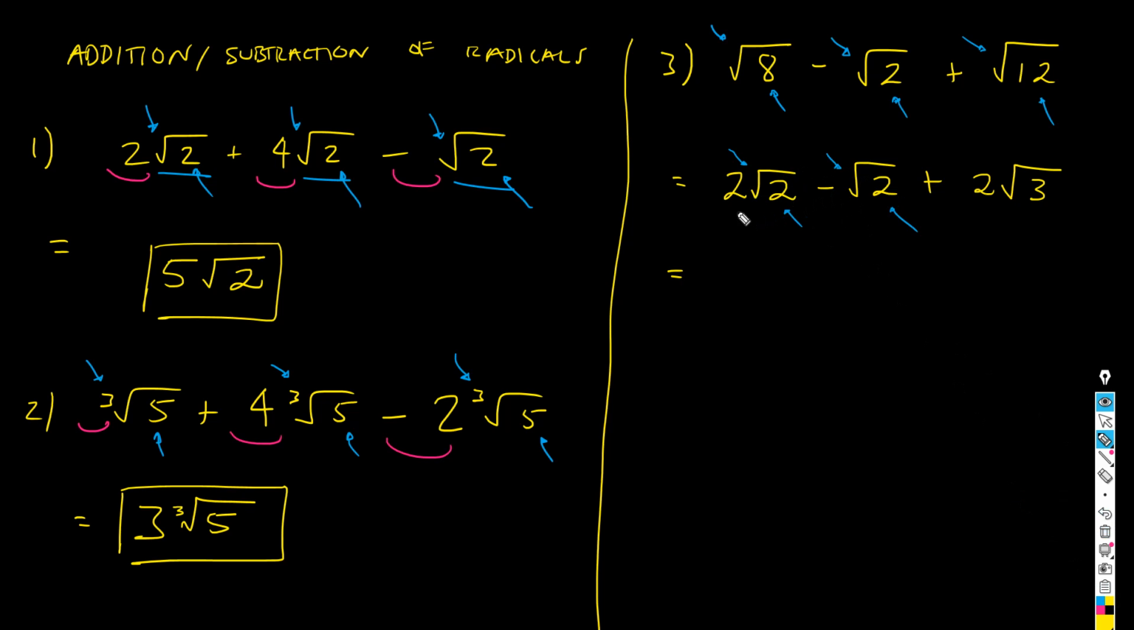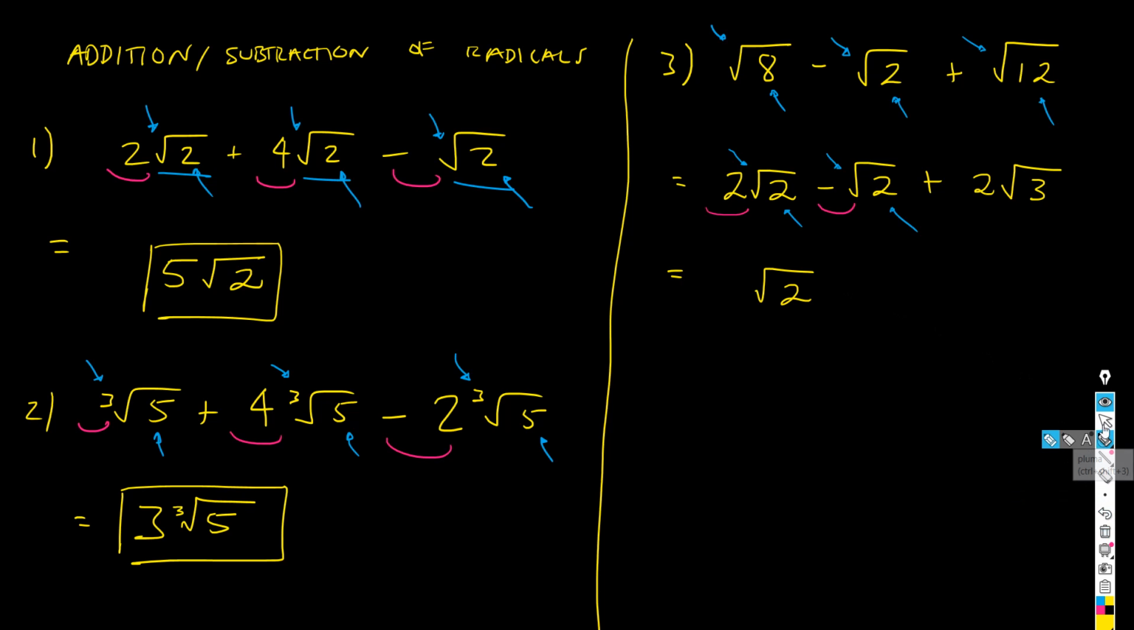What's going to be the subtraction? Look at the coefficients. 2 minus 1. Add them or subtract them. 2 minus 1 is 1. And 1 times what? The square root of 2, which can be written simply as the square root of 2.